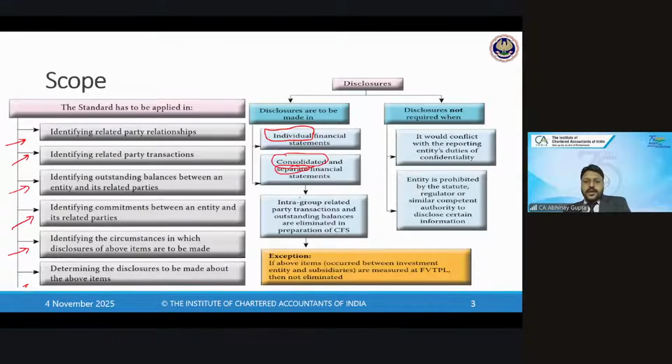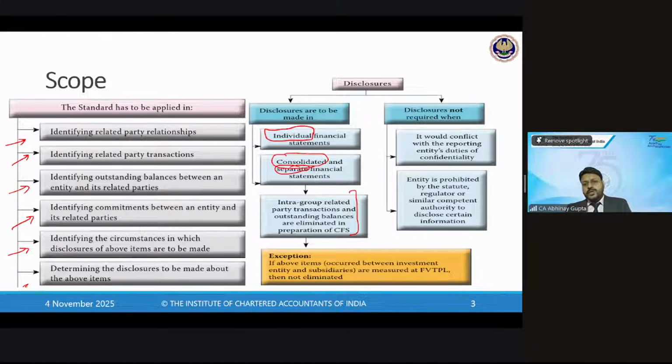And while preparing the CFS, you must have seen that intra-group related party transactions and outstanding balances are eliminated in the preparation of the CFS, right? So whenever the subsidiaries are controlled by the parent and consolidated financial statements are prepared, whatever transactions and outstanding balances are there with the subsidiaries are generally eliminated. Yes or no? Yes, sir. It is eliminated.